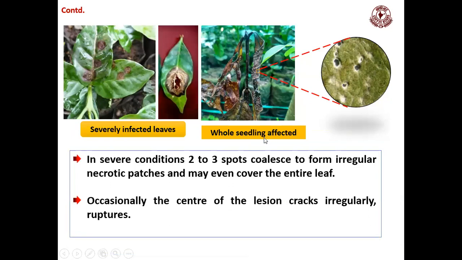And sometimes the leaves won't fall, but stand, and here you can see the whole seedling is getting infected, and it is fully loaded with the fruiting bodies of the pathogen. It is the larger view of the fruiting bodies on the leaves.